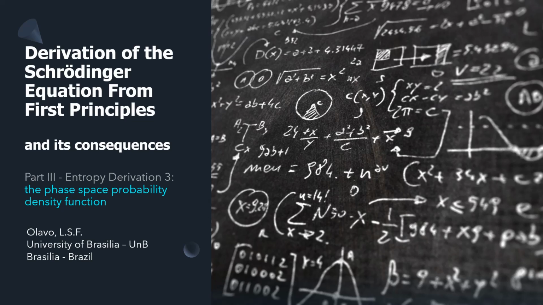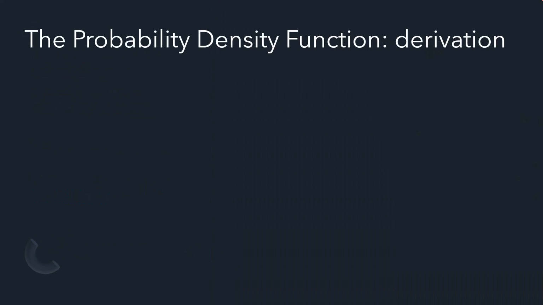Hi, in this video I will present the phase space probability density function that comes when we connect the characteristic function derivation to the entropy derivation. In fact, this is one of the main results of getting the two derivations mathematically equivalent.